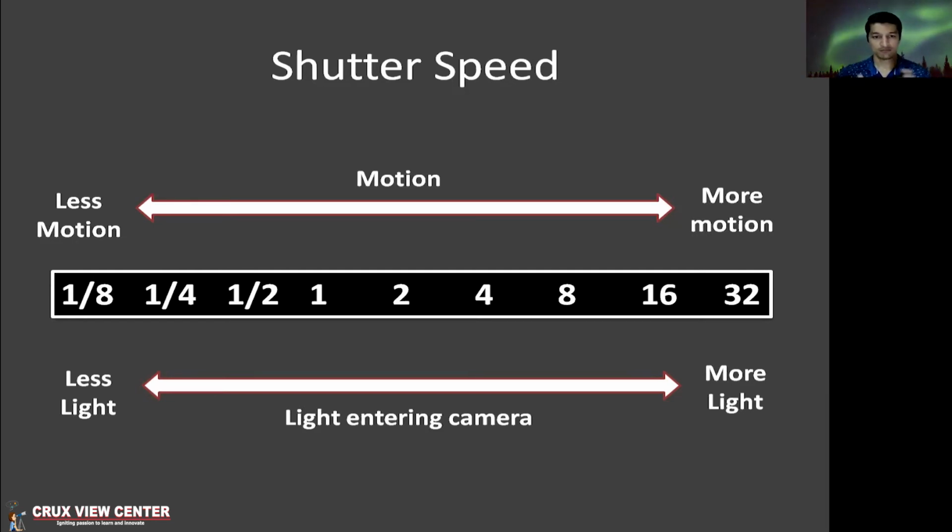Less light, more light. What do we mean by that? It's just how much light we are allowing to enter the camera and touch the sensor. In 1/8 of a second, the shutter will be open only for 1/8 of a second, and in that moment the light will hit the sensor. But in 32 seconds, the shutter will be open for the entire session, the light will come in and hit the sensor, and it will capture the light. That is how we capture very faint stars also.